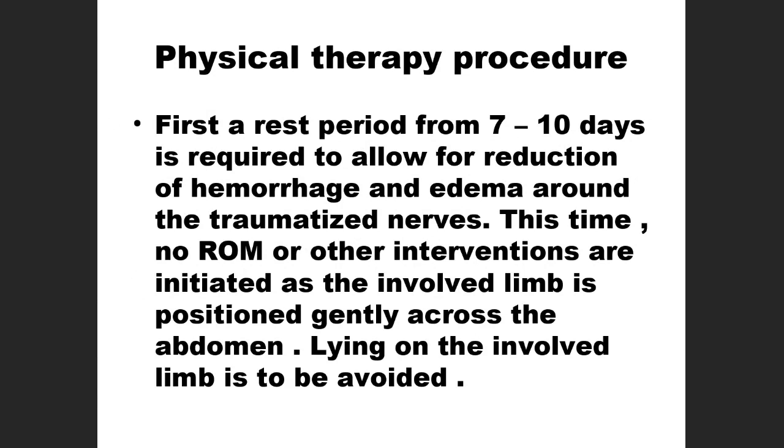First, immediately a resting period of 7 to 10 days post-injury will be given. This is required to allow the reduction of hemorrhage and edema around the traumatized nerves, because if they become worse, the swelling, edema and hemorrhage can themselves cause secondary damage to the nervous system. During this time no range of motion or other interventions are initiated, and the involved limb is positioned gently across the abdomen like this. Lying on the involved limb is to be avoided.